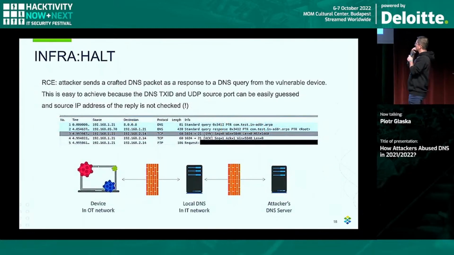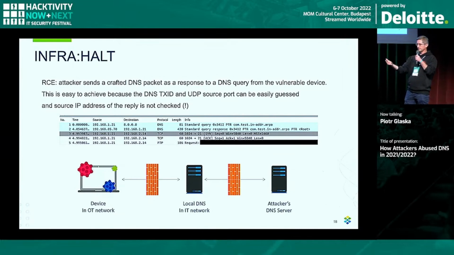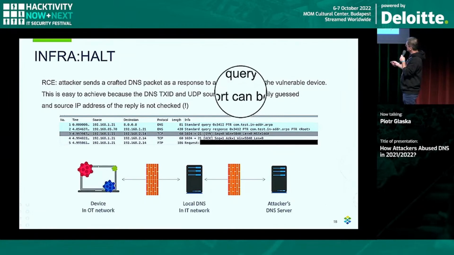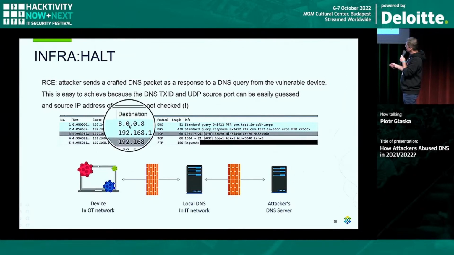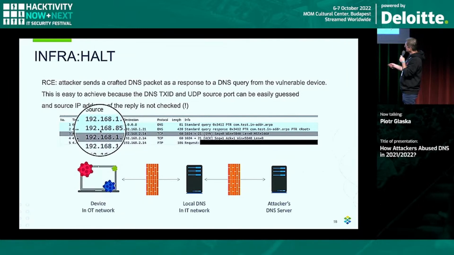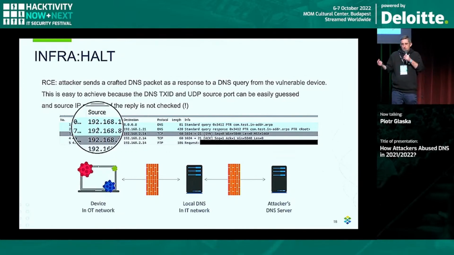And guess what? In this stack, the transaction ID is not randomly generated, the UDP port is not randomly selected, and the IP address of the server is not checked at all when the reply comes back. Here you have a screenshot from the POC where this device was tested, 1.21, and it is sending a DNS query to 8.8.8.8, that's the server. Then the reply comes back from a completely different IP address. And even though it's a completely different IP address and should be ignored, it is actually accepted and processed.